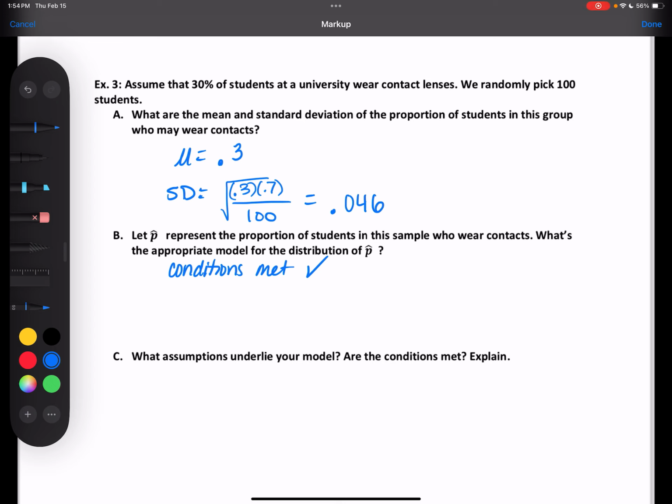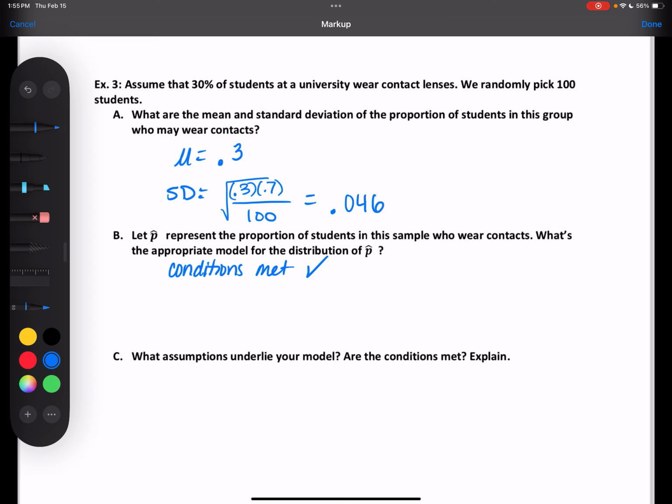Did we not just go over them? Is it random? The 10% thing. Then success/failure: n times p has to be greater than or equal to 10, and n times q has to be greater than or equal to 10. Do we have to draw this part? Only if it asks us for it. No.